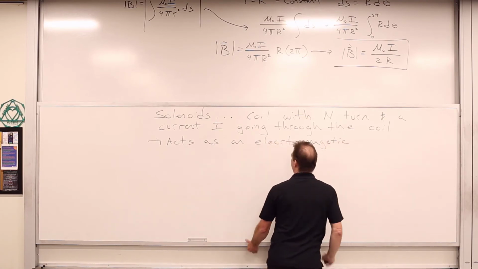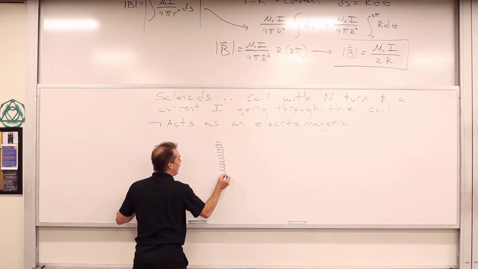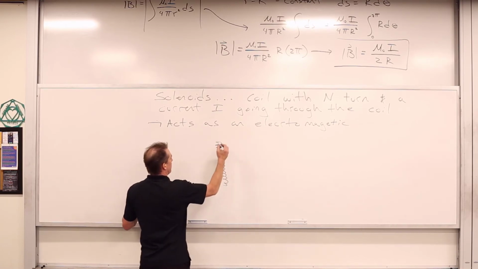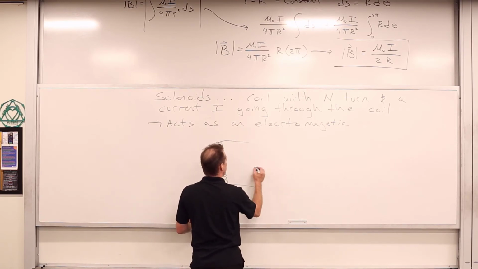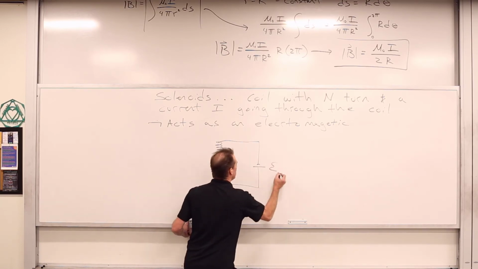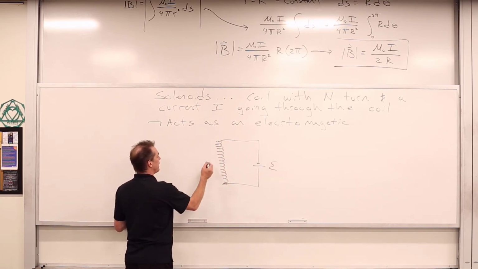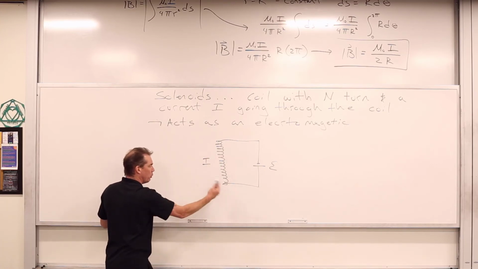Acts as an electromagnet. So we basically have this coil like this, and we go ahead and connect it to some source potential. And what do we get? We get there's a current going through here. There's some current I cycling through all these little loops here.